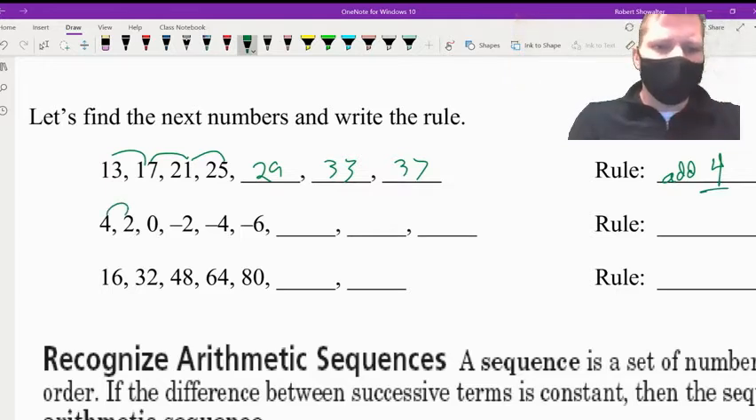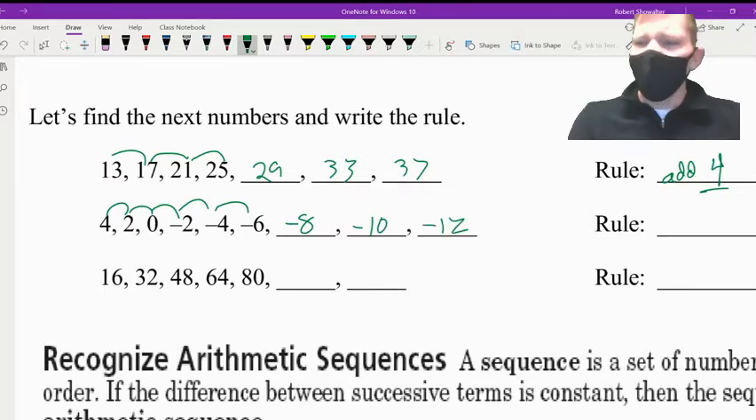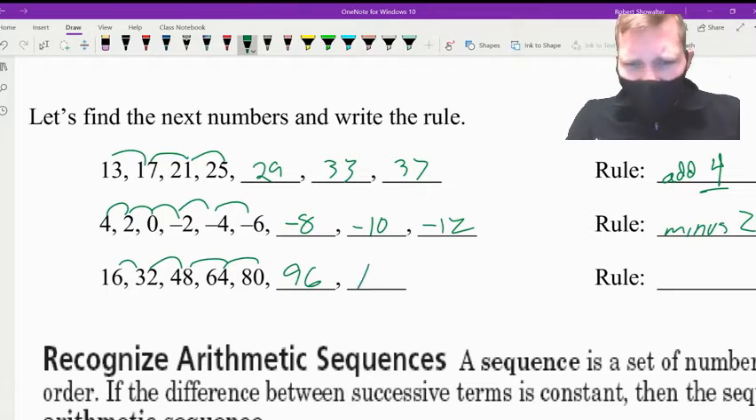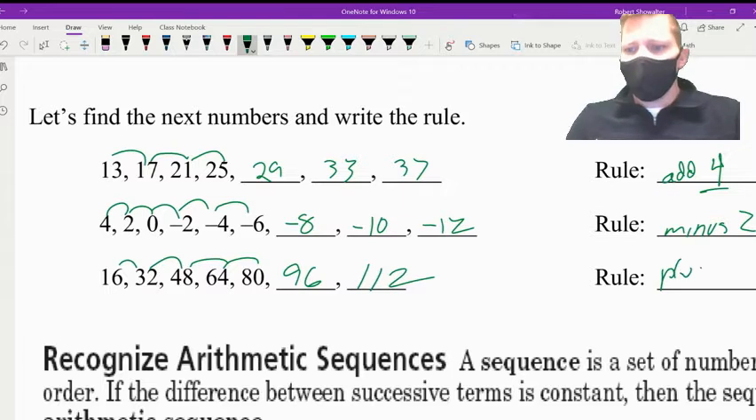Keep it going. Minus 2, minus 2, minus 2, minus 2, minus 2 each time. Here we go, let's do this. Plus 16, plus 16, plus 16. The rule is plus 16 each time.